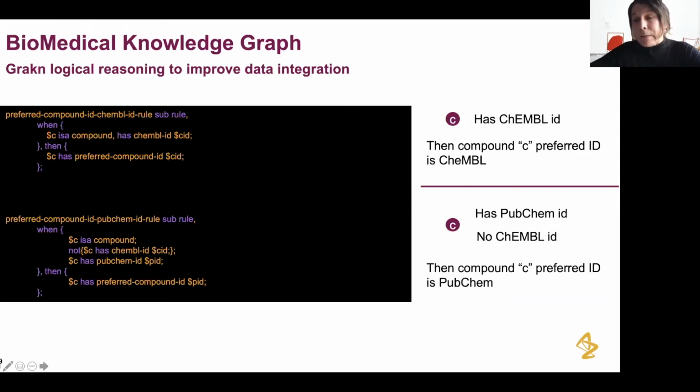The first is saying: if a compound has an ID, ChEMBL ID, sorry, then it's preferred. The second rule is saying, if that's not the case, then a PubChem ID should be present, and this is our preferred compound ID. Simple, yes. Needed, also yes, if we want to integrate data easily and not do some extra work before we are loading data into the database.